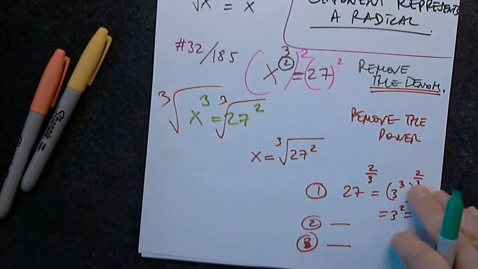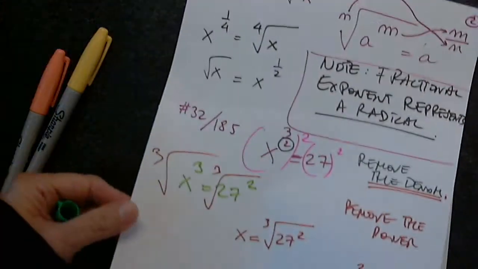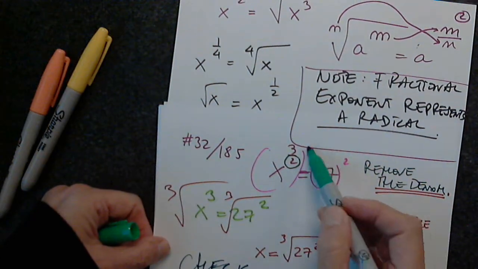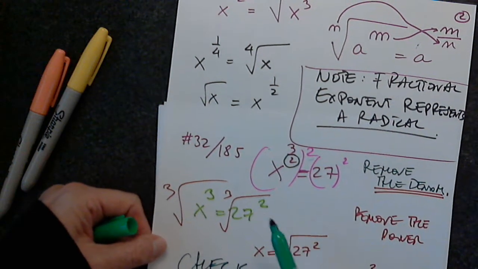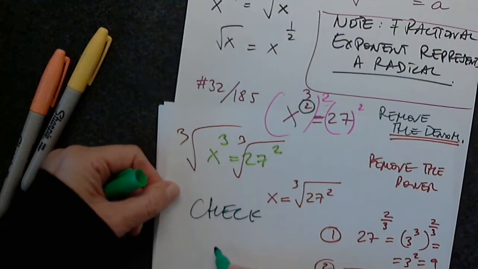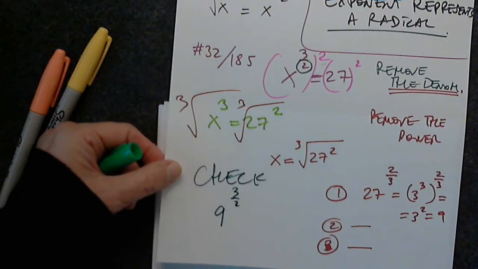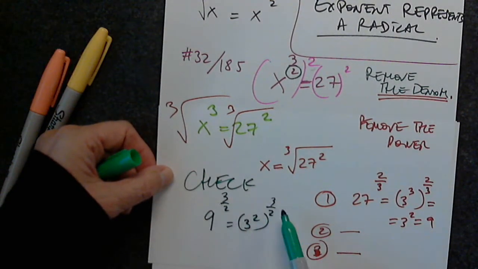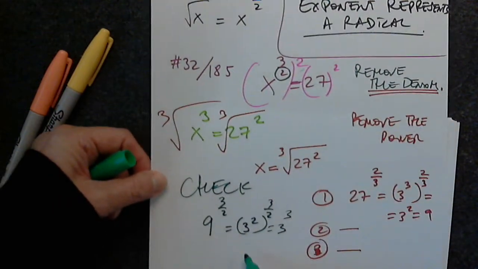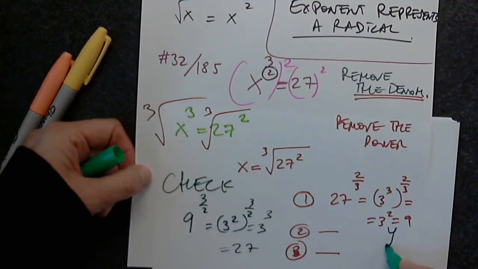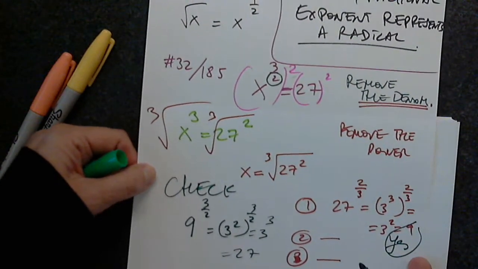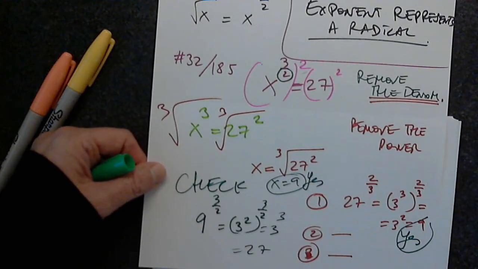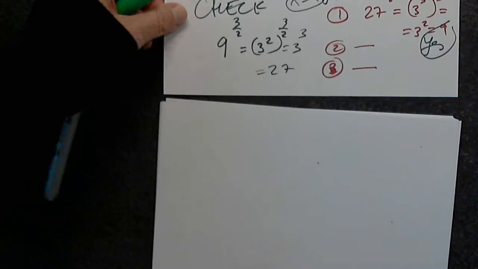Okay, let's look at the check. Since we squared both sides, of course, I have to go back and check. Remember, we use this principle of squaring both sides, and I have to go back to check. How do I check? I plug in 9 to the 3/2. But 9 to the 3/2 is 3 squared to the 3/2. When I multiply the powers, I get 3 cubed, and of course I get 27. So I would say yes. Not that one, this one, x equals 9. I would say yes. We always have to check.